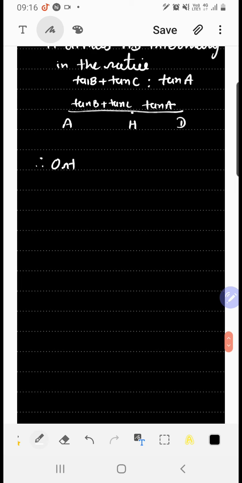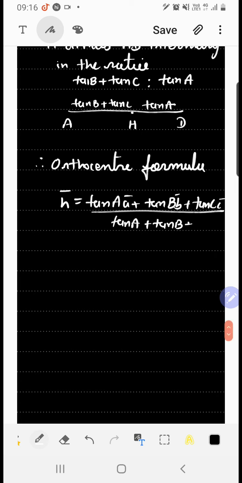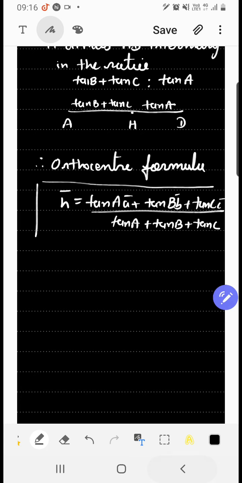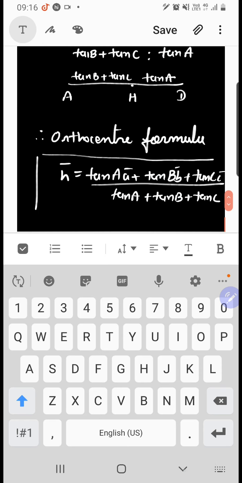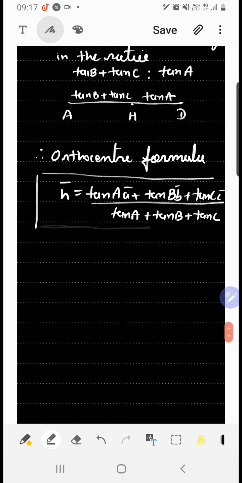Now orthocentre formula. If I go by section formula for this, we might get h bar is equal to, I get tan A a bar plus tan B b bar plus tan C c bar upon tan A plus tan B plus tan C. So it's just that in place of A, B, C, we are writing tan A, tan B and tan C. Are you getting this? So here we got the orthocentre formula.